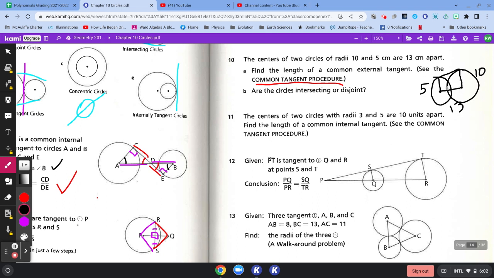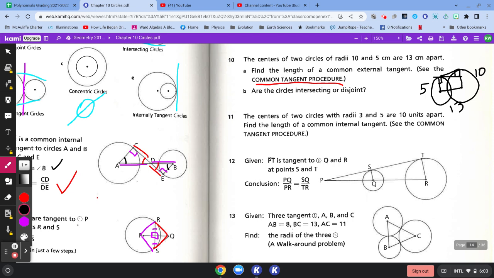So we can draw a center segment for the two circles. I've also drawn the radius here and the radius here. And because I drew those to the points of contact of the common tangent, those are right angles here. Now, what we're going to do is follow the common tangent procedure. And I realize that those don't look like right angles, but based on the information, we're going to consider them right angles. So go ahead and see if you can figure out what to do.